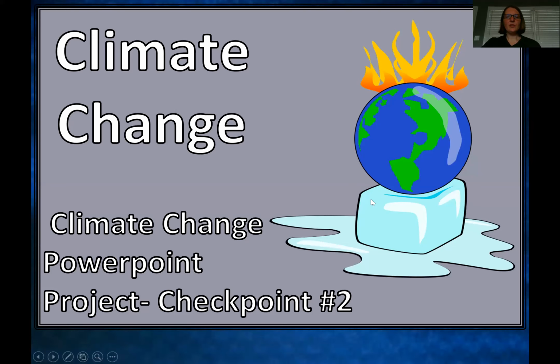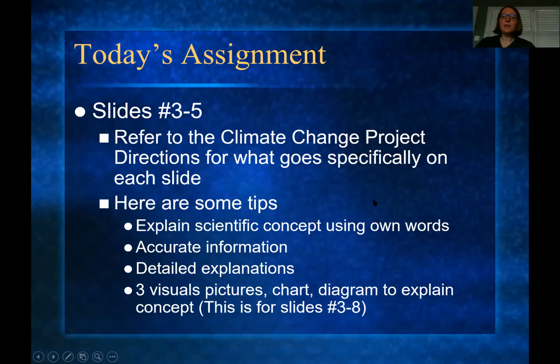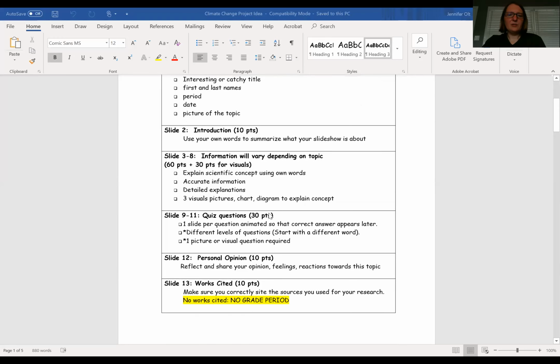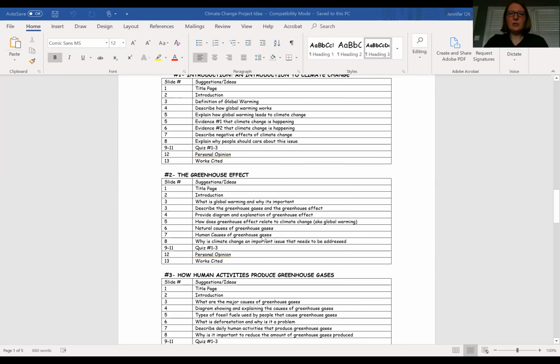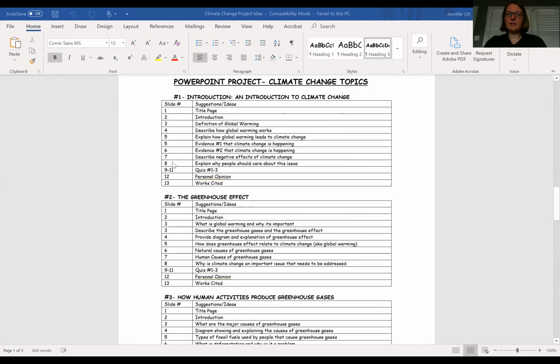For this part, checkpoint 2, you're going to be working on slides 3 through 5 of your chosen topic. You need to refer to the climate change project directions for what goes specifically on each slide. So let me show you where you can find that information. On page 3 of our project directions, depending on your topic, it's going to tell you exactly what you should do on each slide.